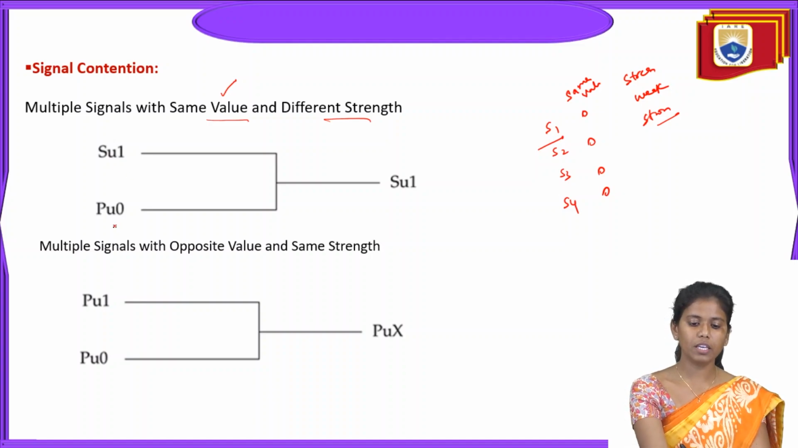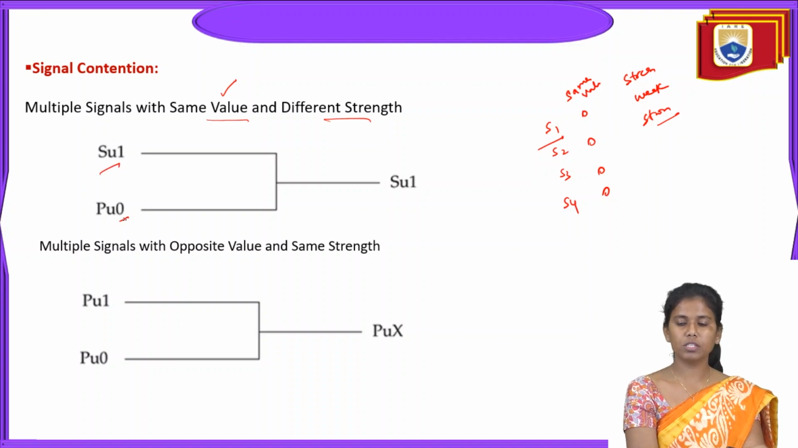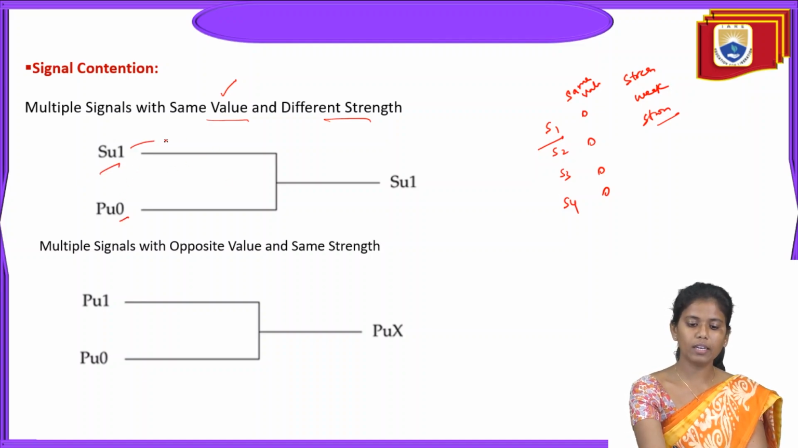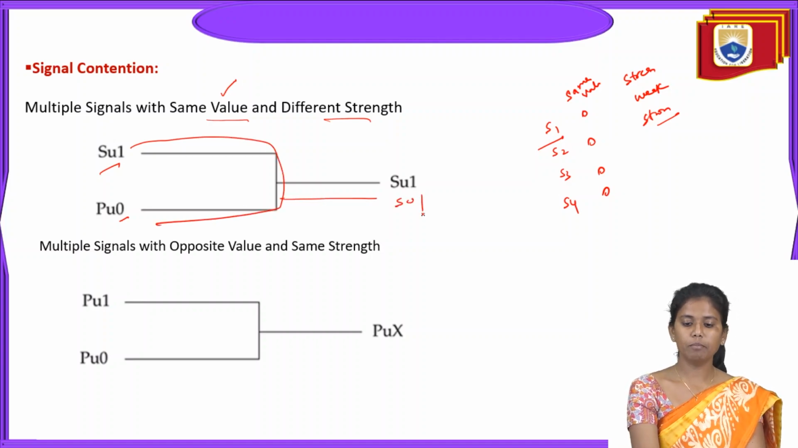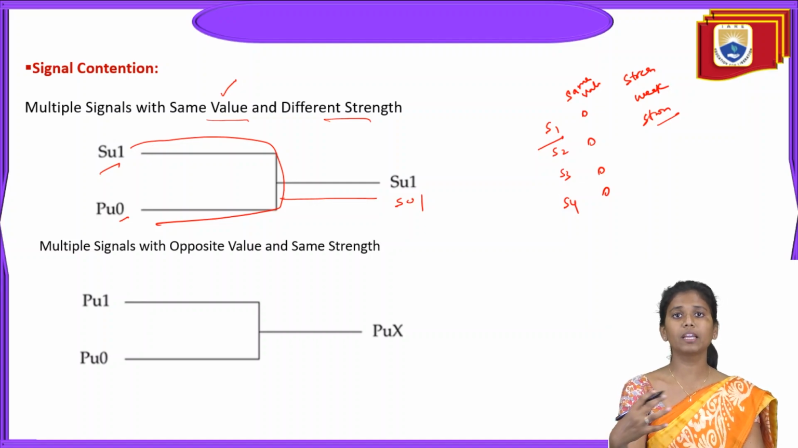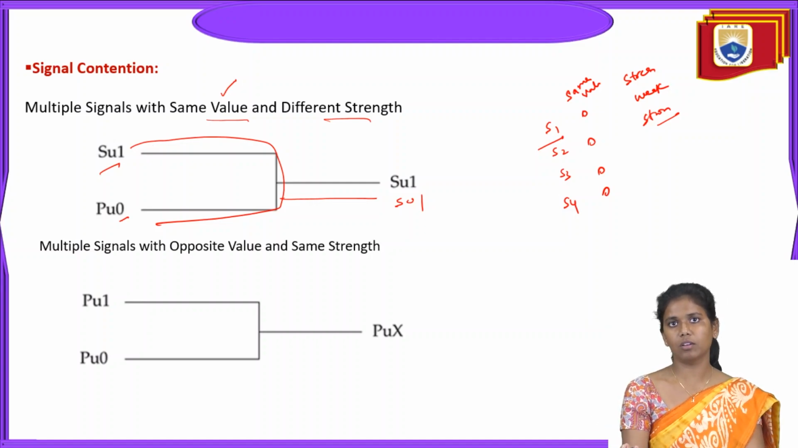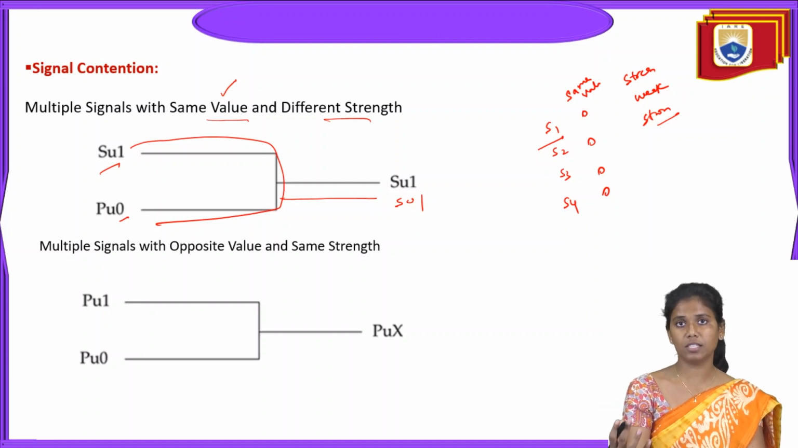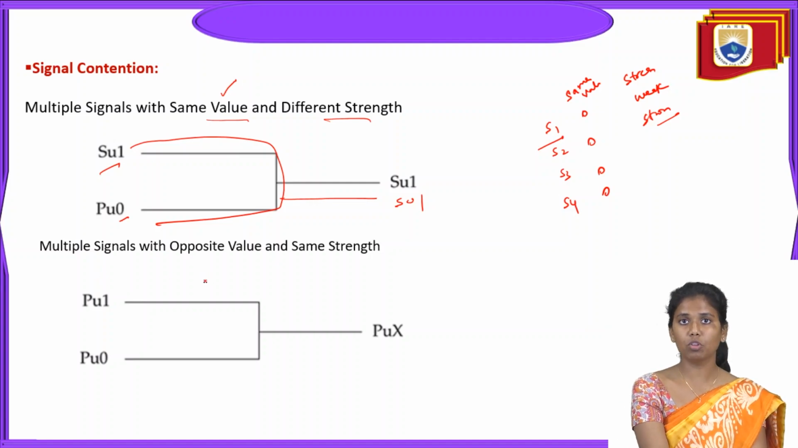Now see here, two signals, SU1 and PU0. These two are in contention, and finally I'm getting SU1. These two are multiple signals with different strengths, but when I club these two signals, I get a single signal. That signal may have the same value, but they may go with different strengths.